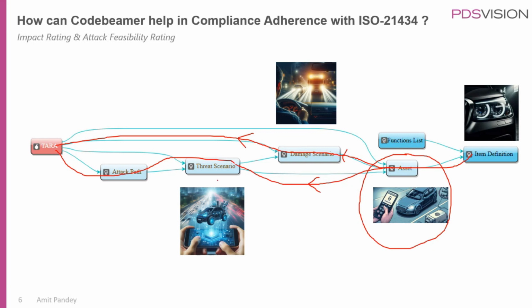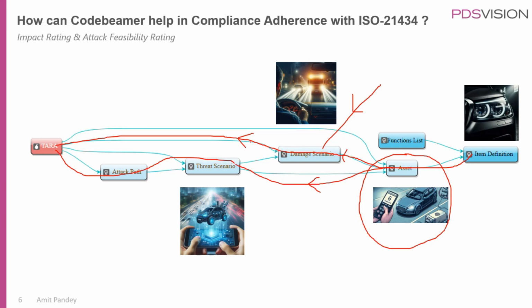Let me define it this way: a damage scenario is the undesired result due to the compromise in the security properties of the asset itself. Every asset has some security properties, which we call CIA: confidentiality, integrity, and availability. Whenever there's a compromise on any one of these, it will lead to an undesired result, and that is the damage scenario. The damage has happened, that's what I meant to say earlier.